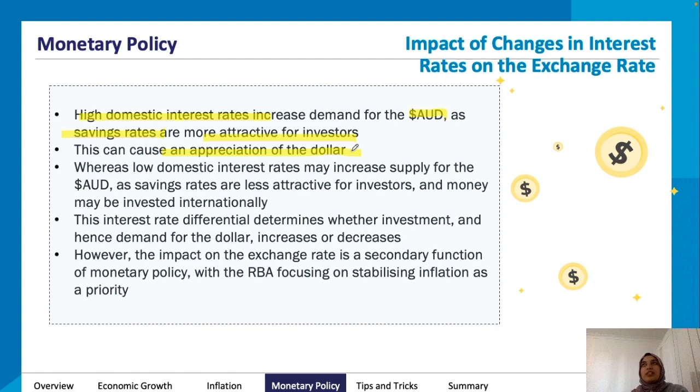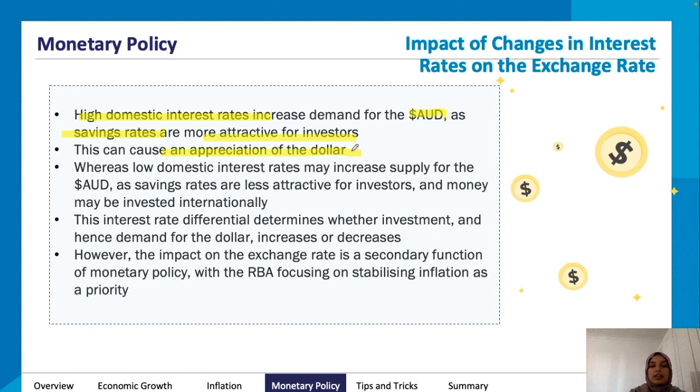So there are so many roles for monetary policy and for the rates. It's not just limited to impacting economic growth. It has a lot of other impacts on the economy as well, which is important to consider. Right? So the interest rate differential determines whether investment, and hence the demand for the Australian dollar, increases or decreases.